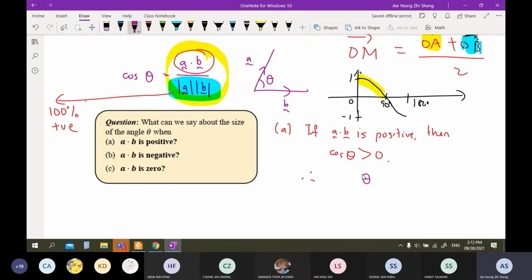Therefore, theta must be between 0 to 90, possibly 0, but it can't be 90, because I have strictly more than 0. So here you can say theta is either acute or possibly 0. And because an acute angle doesn't really include 0, it's possibly acute or 0.